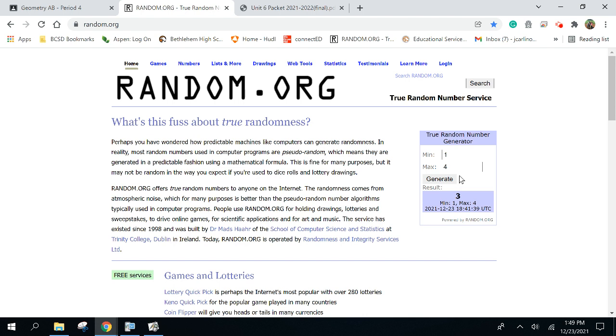24. Spherical. The object had a spherical shape. Spherical. S-P-H-E-R-I-C-A-L. That is incorrect. Leave that E out of there. You would have been fine.